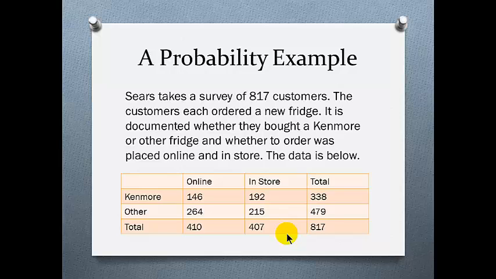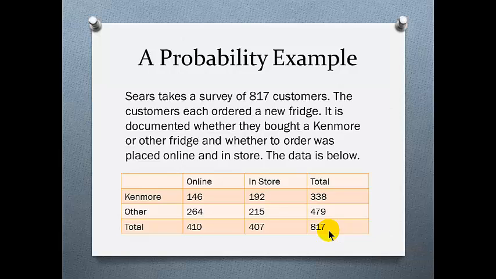So this table looks at that and organizes, of these 817 customers, online Kenmore purchases were 146. In-store Kenmore purchases were 192, which makes a total of 338 Kenmores. Other fridges, you got 264 bought online, 215 bought in the store. That's a total of 479. And if we total online, we get 410. Total in store, 407. And that gives us our 817 customers. So we've got our data.